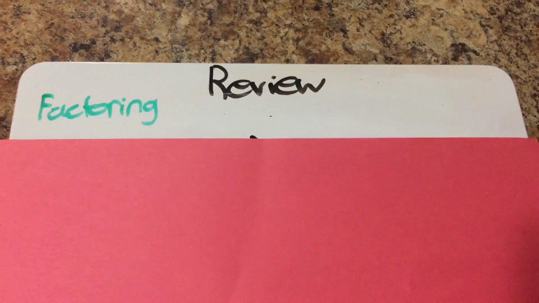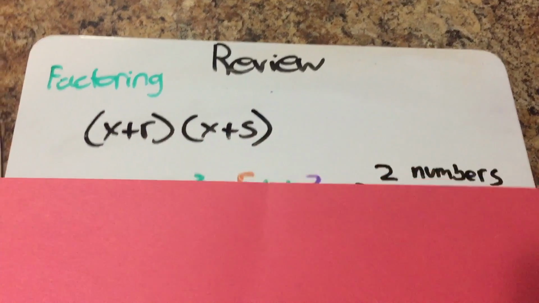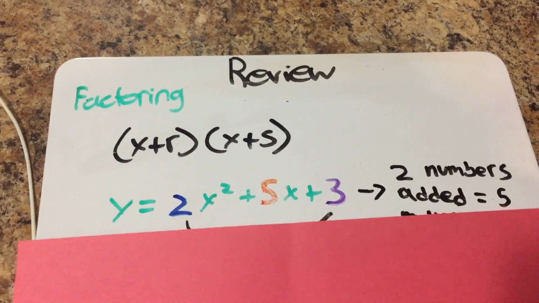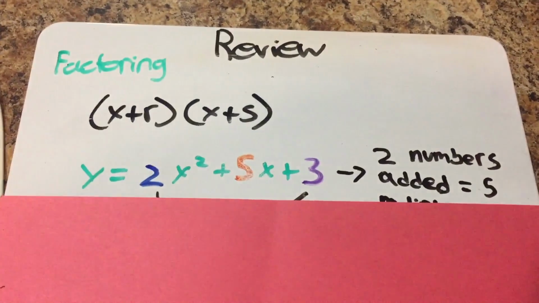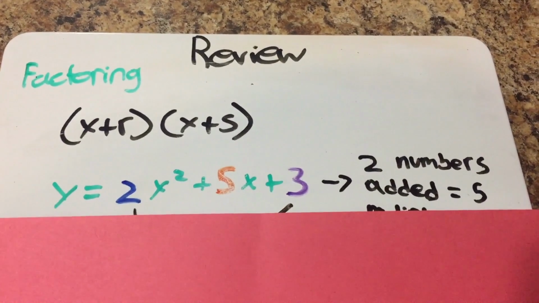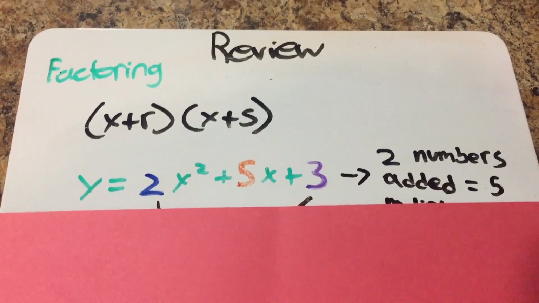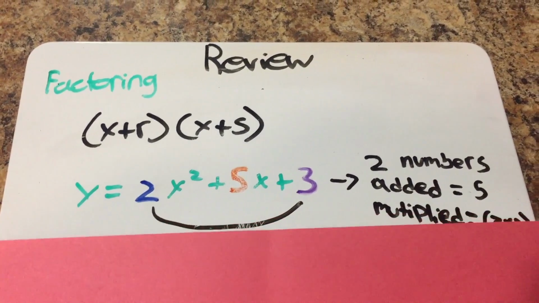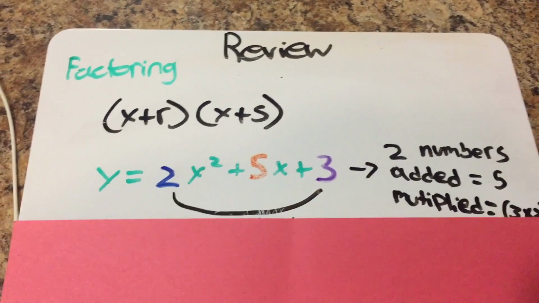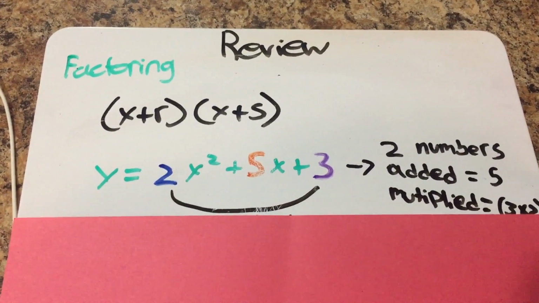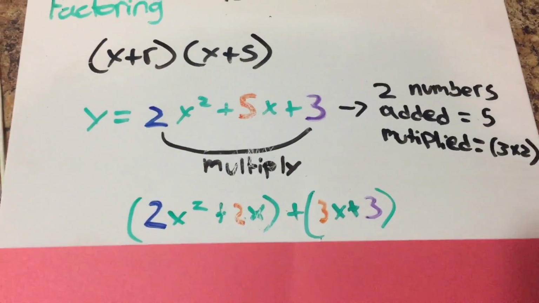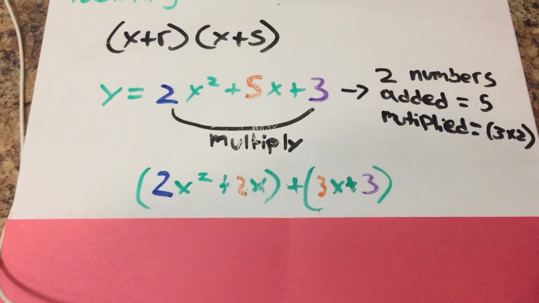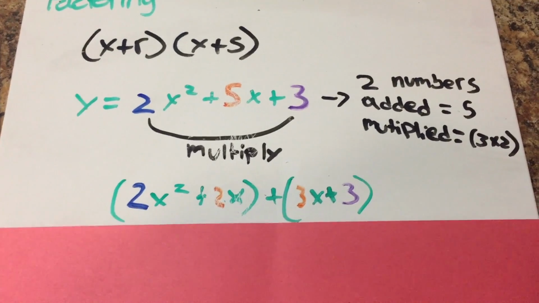Now let's review factoring. We will use the same equation we used last time, which is y equals 2x squared plus 5x plus 3. But remember, the factoring form is x plus r times x plus s. Since we have an a value, we have to multiply the a and c values, which gives us 6. And we need two numbers that when added together give us 5, and when multiplied give us 6. Those two numbers happen to be 2 and 3. So we split the 5x into 2x squared plus 2x plus 3x plus 3.